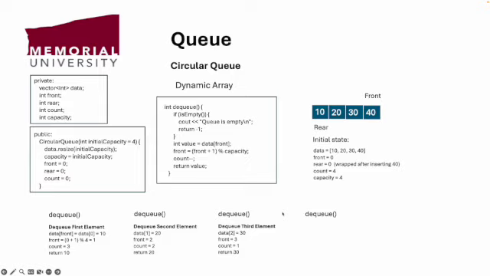Do another one. DQ this element, right? 3 plus 1 mod 4 equals what? 0. It wraps around to here. Count equals 0. Return 40. So count equal to 0 means what? It's empty.